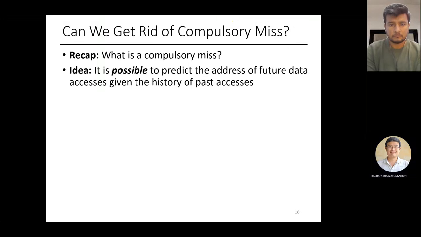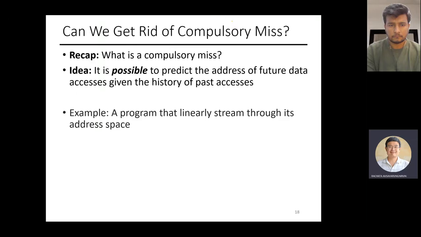The idea is you can ask yourself, is this possible? Can I predict the address of my future data accesses given the history of my past accesses? The answer is yes, you can totally try. A program that linearly streams through the data in an array, for example, can easily predict what the next address is. How common is this?